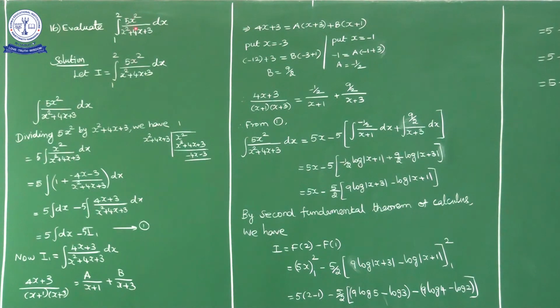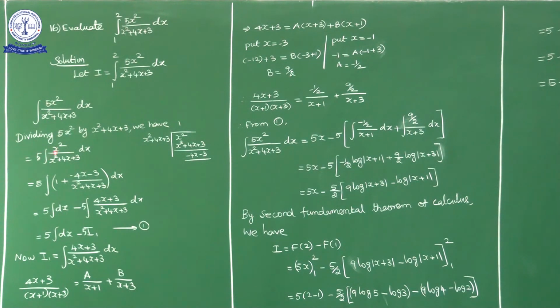If you observe here, this is not a proper rational function, because the numerator is a quadratic polynomial and the denominator is also a quadratic polynomial. So first of all, to calculate the indefinite integral of 5x square upon x square plus 4x plus 3 dx, as numerator and denominator both are quadratic polynomials, I'll divide the numerator by the denominator.